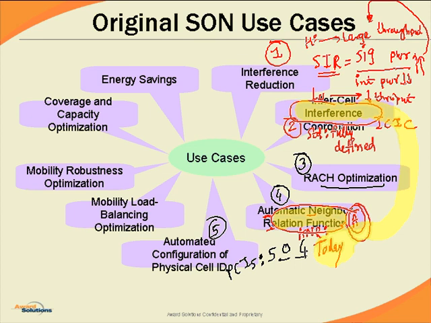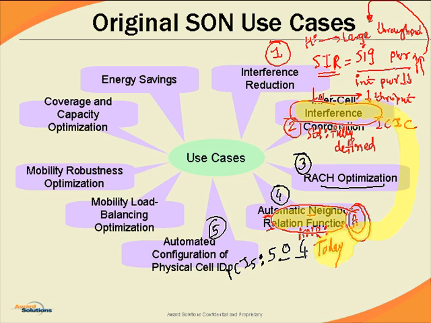0 to 503. So we have to decide which cell sector should get which PCI. We can do manual configuration by following some kind of rules, or you can let a SON algorithm automatically figure out the PCI. In today's session, we will see how we can do that automatically. So that is automatic PCI planning.